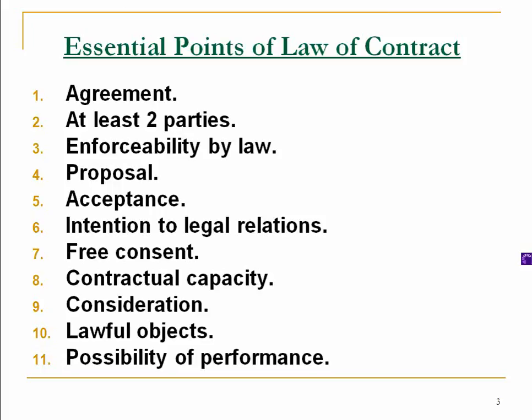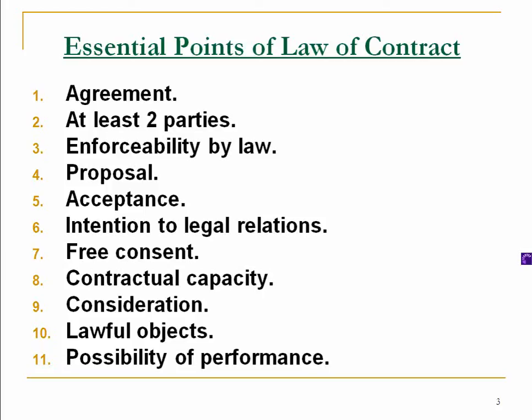These are the list of essential points of law of contract. First, you require an agreement, then you require at least two parties. Enforceability by law is an essential purpose, proposal, acceptance, intention to make legal relationship, free consent, contractual capacity, consideration, lawful objectives, and finally the 11th point is possibility of the performance. These are the essential 11 elements which you always require to make an agreement which will convert into a contract in case of the Indian Law of Contract 1872.